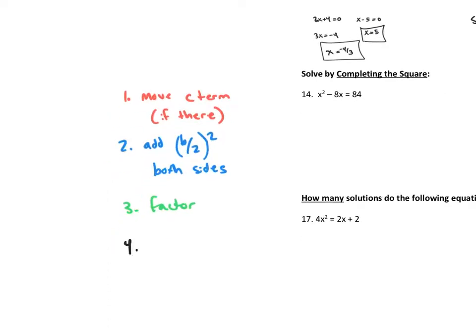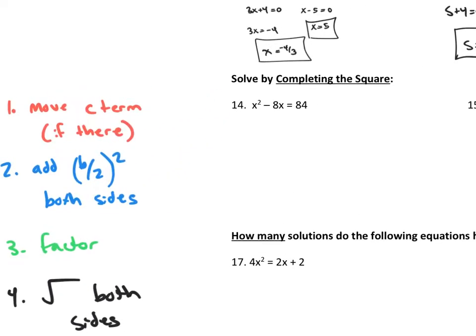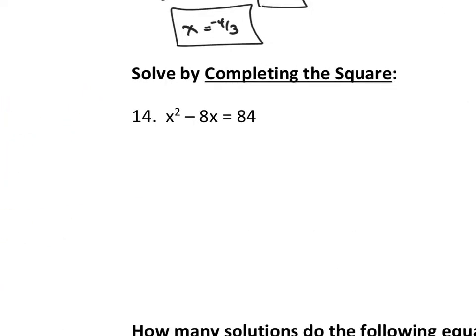And then the final step is you square root both sides. So on this one, step 1's been done for us. The C term is out of the way. I've got a blank spot here after the x. So what I'm trying to do is get this to factor to the same thing twice. And that's why we do b divided by 2 squared.